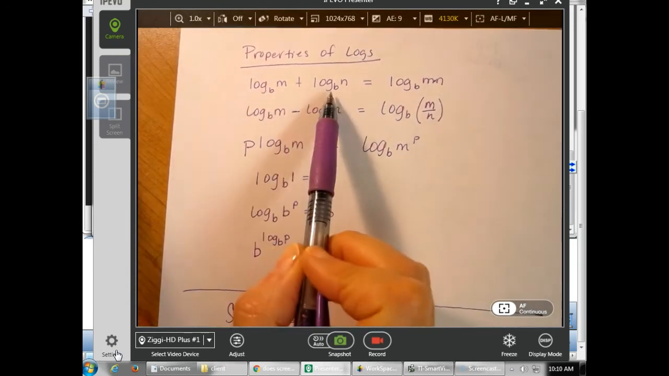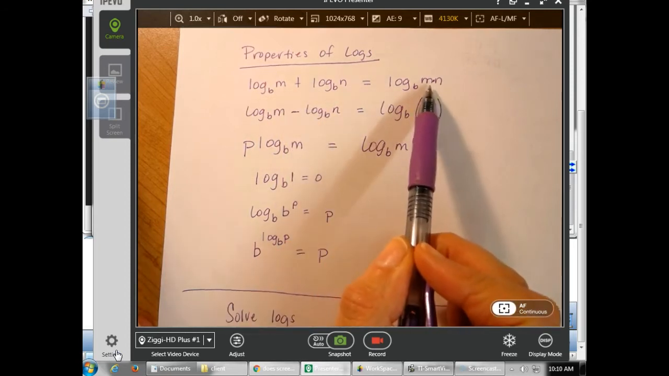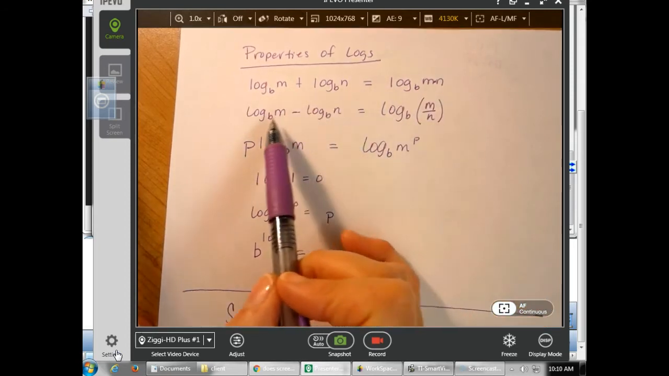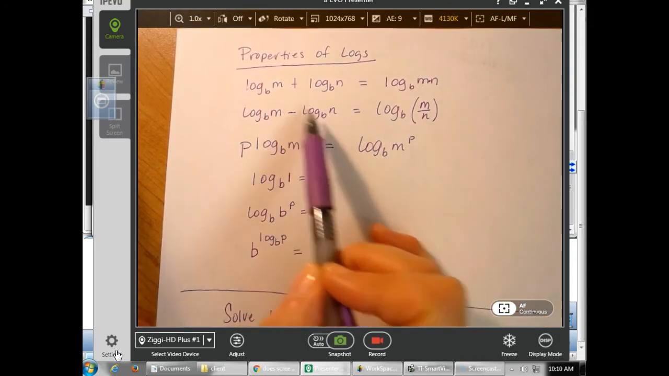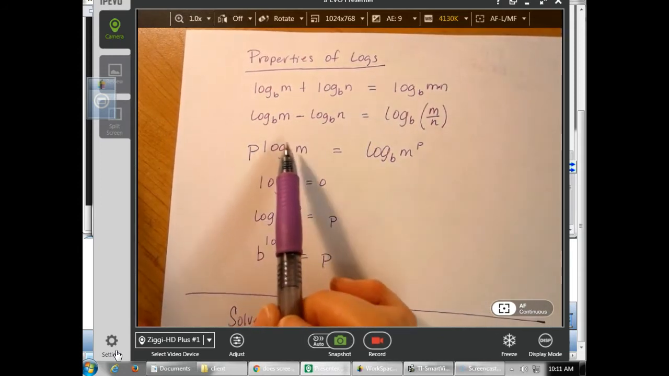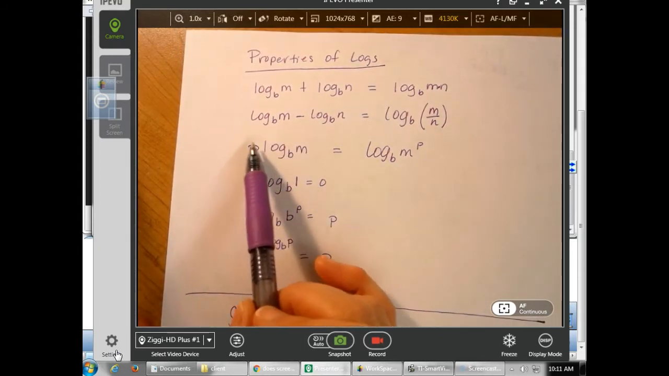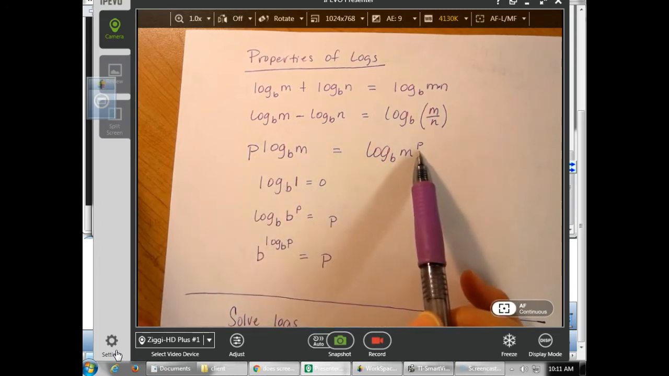Basically, if you have two logs that are being added and you want to condense them down, you multiply them in one log. If you have subtraction, you combine it using division. And of course, as long as you have the same base in all of these cases. The power of a log says you can either use the power as a multiplication out front, or you can bring it up as an exponent.